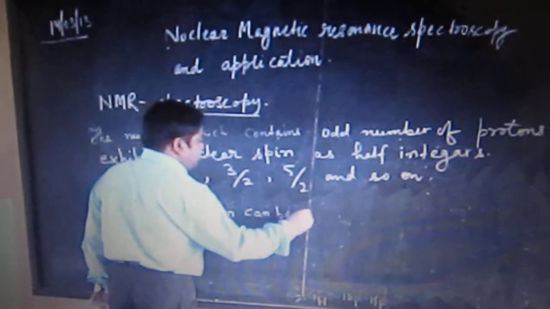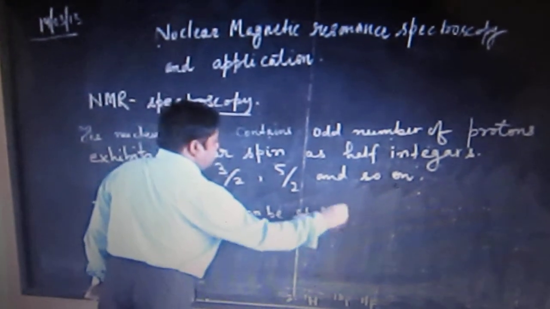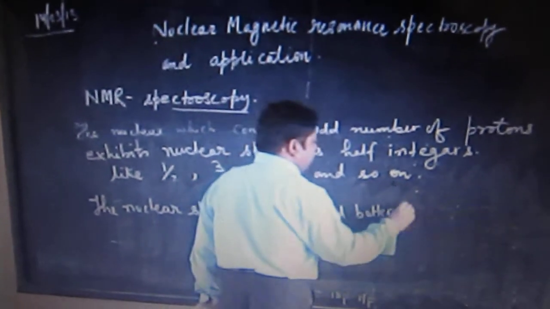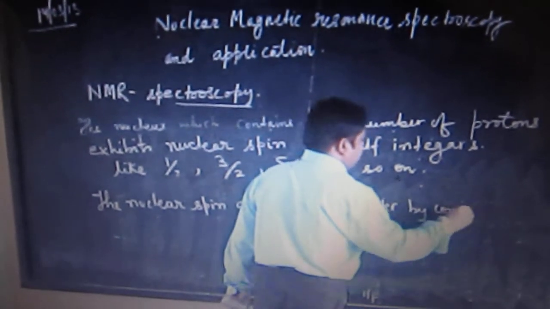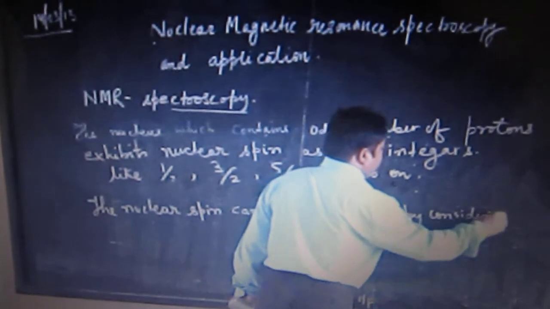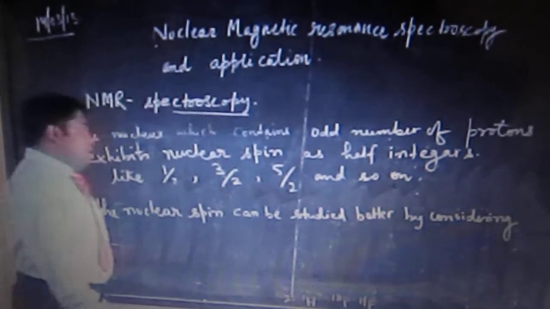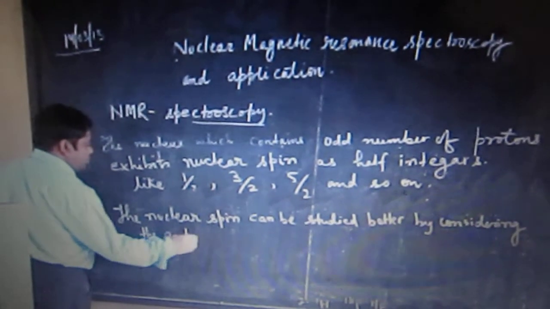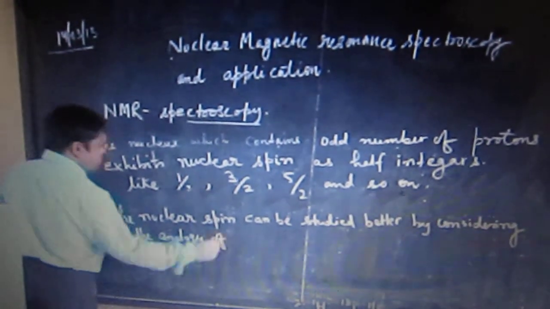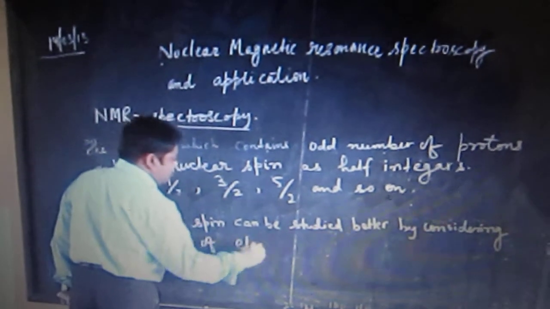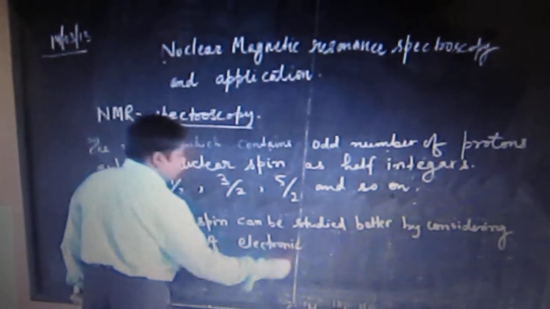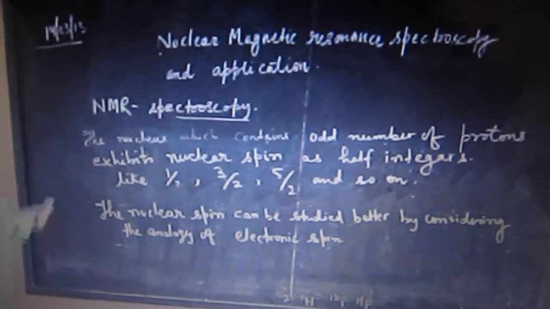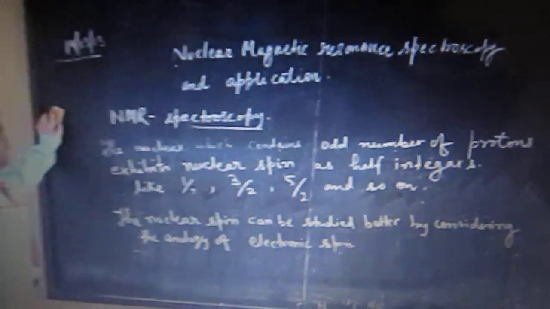The nuclear spin can be understood better if we take the analogy of a spinning electron. When an electron spins, it produces a magnetic moment, just like a charge carrying loop has a magnetic moment associated with it at the center of the loop. So let's first of all study nuclear spin, which we already know.